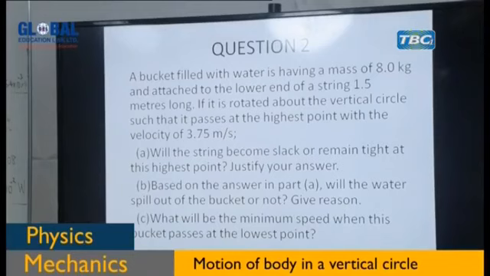If it is rotated about the vertical circle such that it passes at the highest point with a velocity of 3.575 meters per second, will the string become slack or remain tight at the highest point? Justify your answer. That is A. B. Based on the answer in part A, will the water spill out of the bucket or not? Give reasons. C. What will be the minimum speed when this bucket passes at the lowest point?